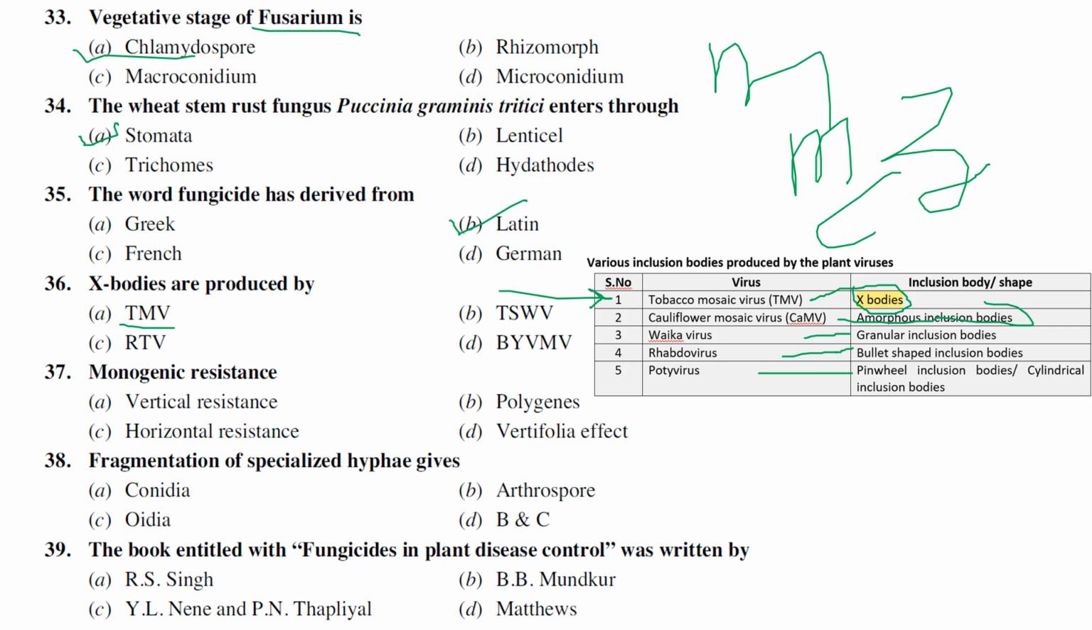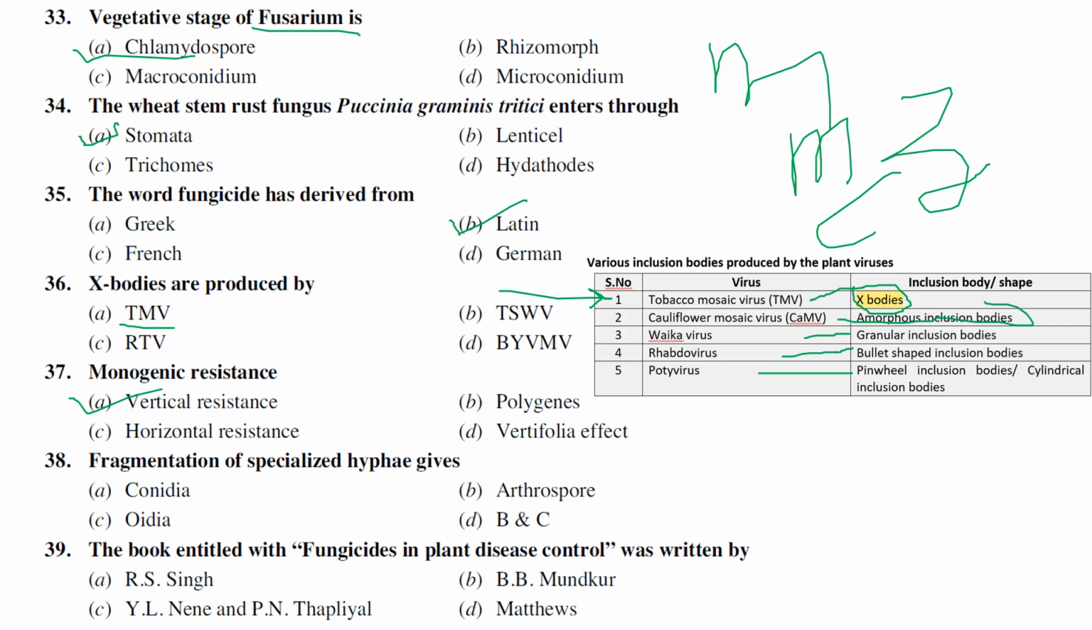And the next one: monogenic resistance, vertical resistance, polygenes, horizontal resistance, vertifolia effect. Monogenic resistance is the terminology meant for vertical resistance because it is governed by a single gene. Single means monogenic, so it is related to vertical resistance. Horizontal resistance is governed by multiple genes. So vertical resistance is monogenic, whereas horizontal resistance is polygenic. The vertifolia effect is the loss of horizontal resistance while breeding for vertical resistance. If you are breeding for vertical resistance, automatically the horizontal resistance will be lost.